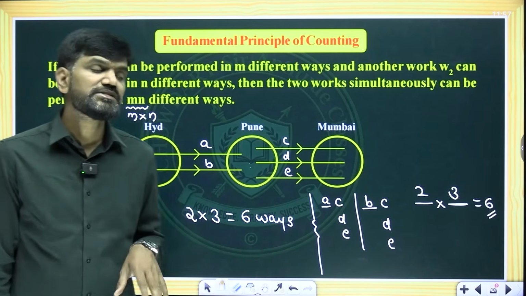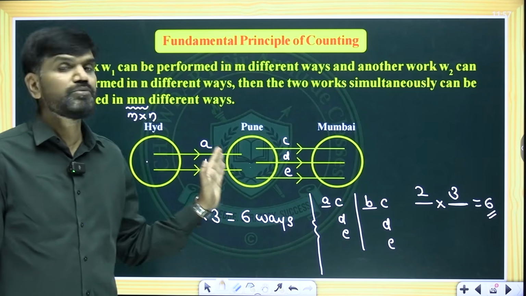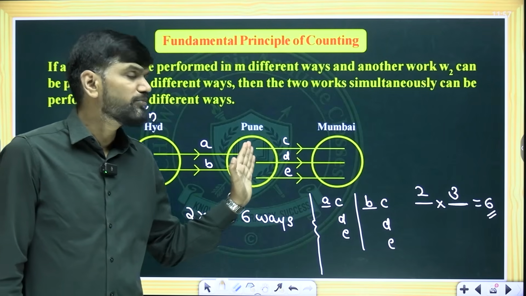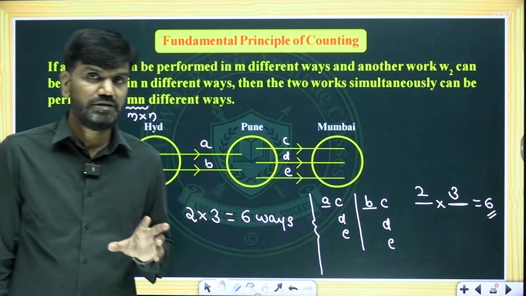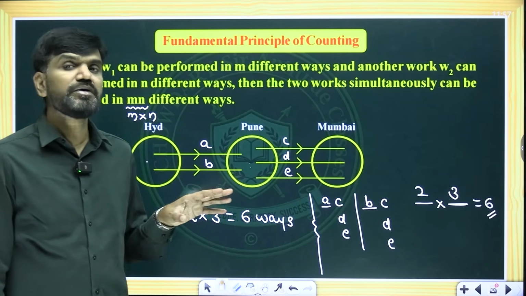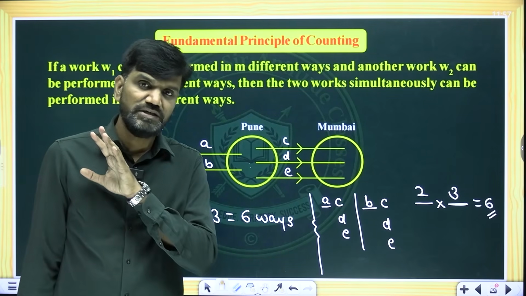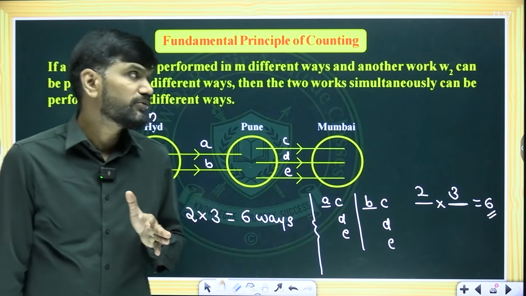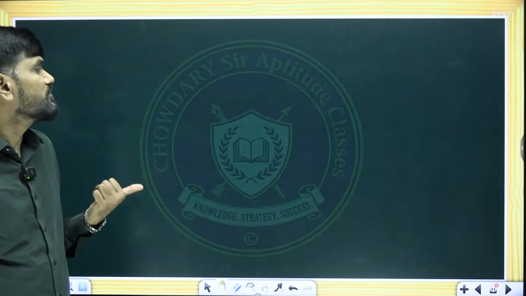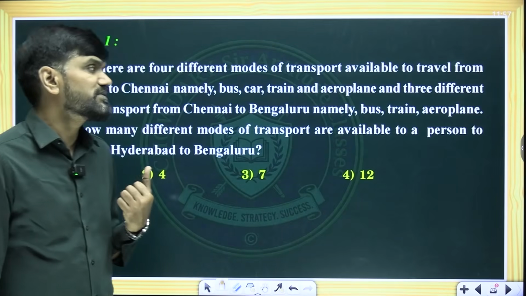Here, task 1 is going from Hyderabad to Pune. Task 2 is going from Pune to Mumbai. If this concept is clear, handling the problems from the permutations and combinations chapter is never difficult. Now let us go into the examples related to this concept. Example 1.